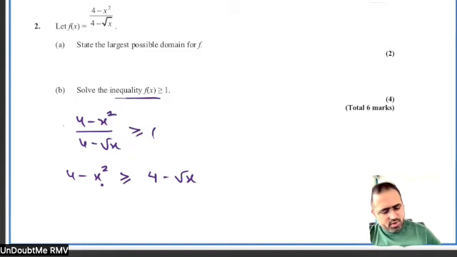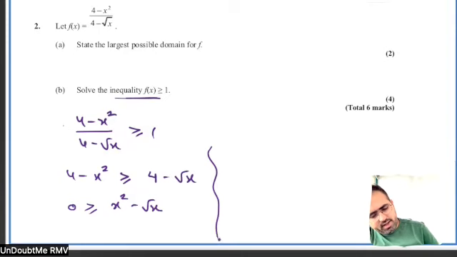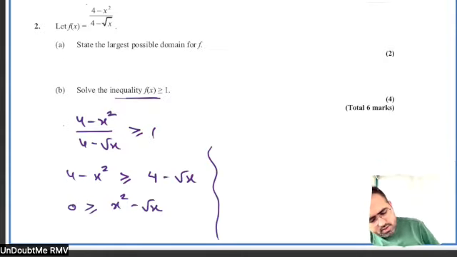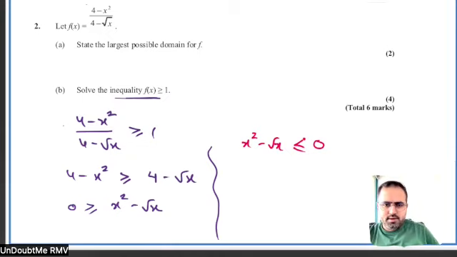I'm trying to move this x square to the right so that on the left, as of now, it is 0, and on the right, I have x square minus root x. Which can also be written as x square minus root x less than or equal to 0. From there you should be able to reach till here, and then we can take root x common.